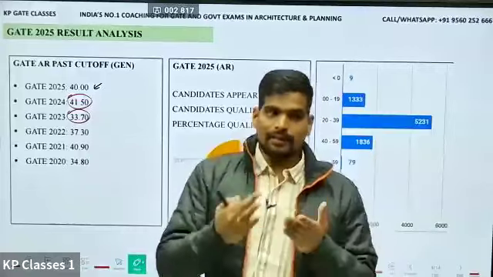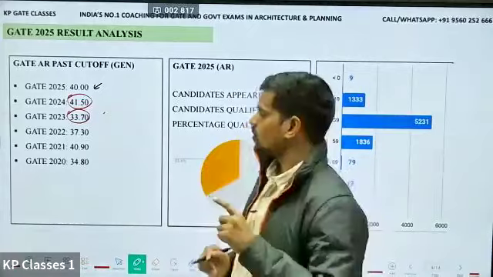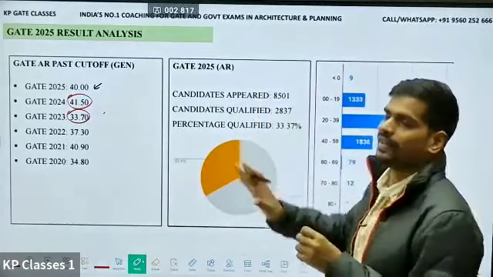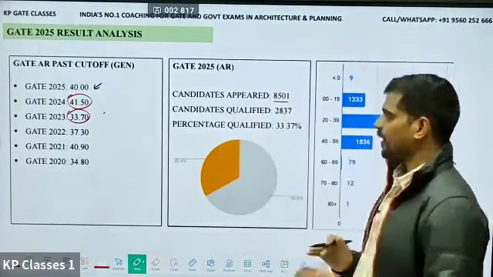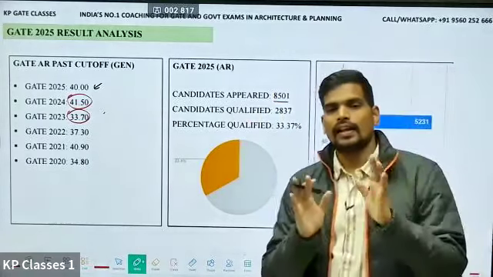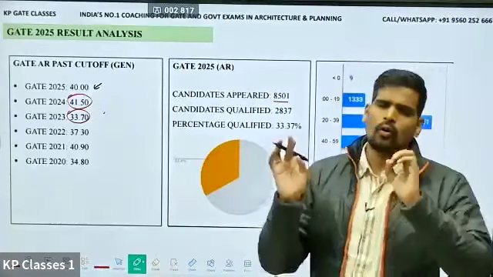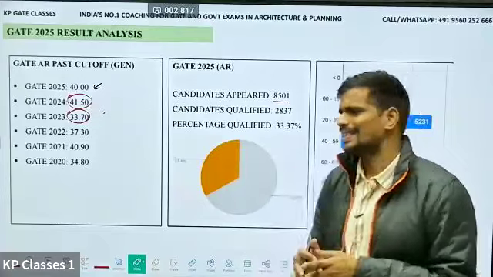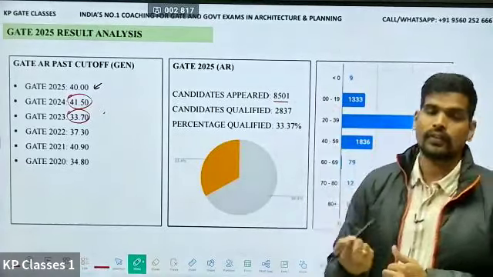Other than that, for admission directly, just qualifying is not sufficient. You should be among the toppers. So let us try to understand the difficulty level in general. 2025 again. Generally, anywhere between 8,500 to 10,000 students write the GATE examination. So you can say on an average around 10,000 students write the exam. In 2025, 8,500 candidates appeared for the examination.